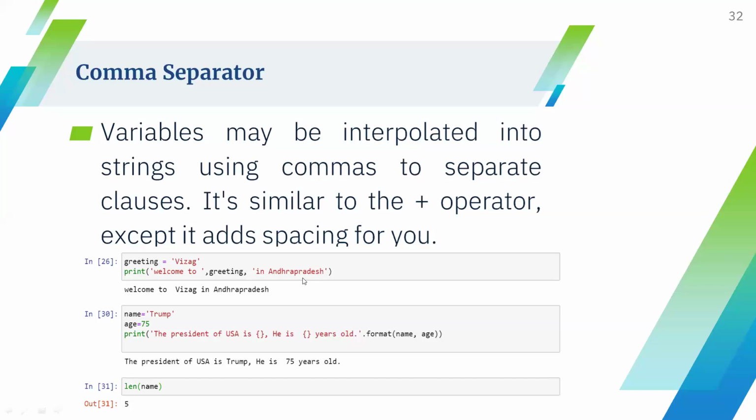So now we're going to discuss the comma operator. I'm going to use comma here. Variables may be interpolated into a string using commas to separate them. So, "Welcome to Python class". After "Welcome to" you require a comma. In that case, you can use a comma operator like a concatenation operator. It's similar to the concatenation operator, except it adds spacing for you.